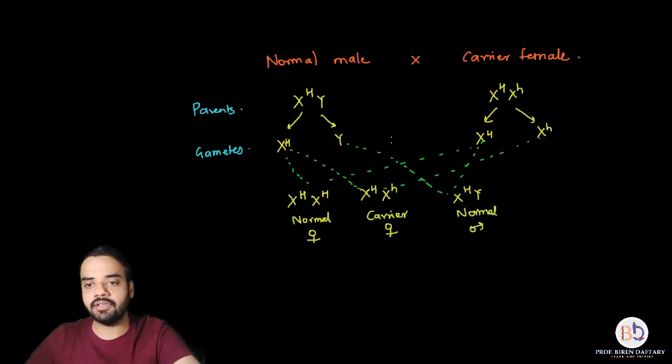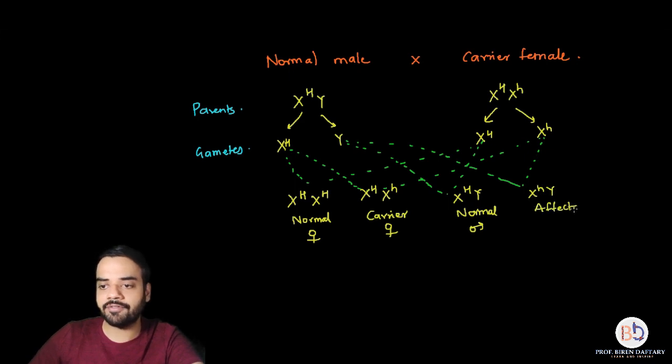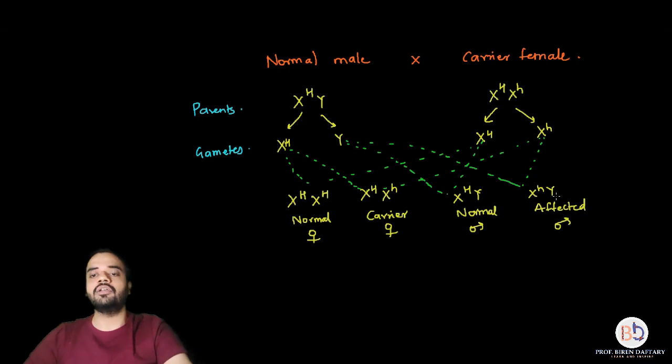And the last combination which is possible is Y, and we attach it with X small h, and we get X small h Y, which is an affected male. So when a normal male is crossed with a carrier female, you get one female carrier, one female normal. That means both the females are normal, and out of all the sons, 50% are affected, 50% are normal, right? One is affected, one is normal.